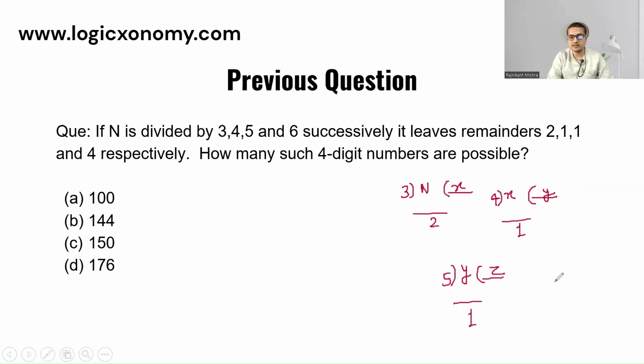Then again divide this z by 6. The remainder will be 4. Now find out how many such 4-digit n are possible. If you want the solution of this question, then check the concept video link given in the description box.